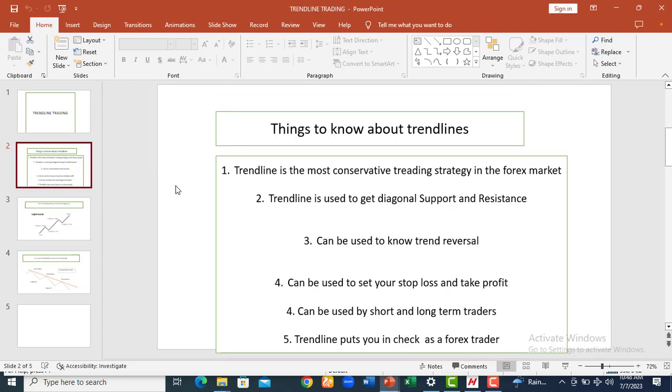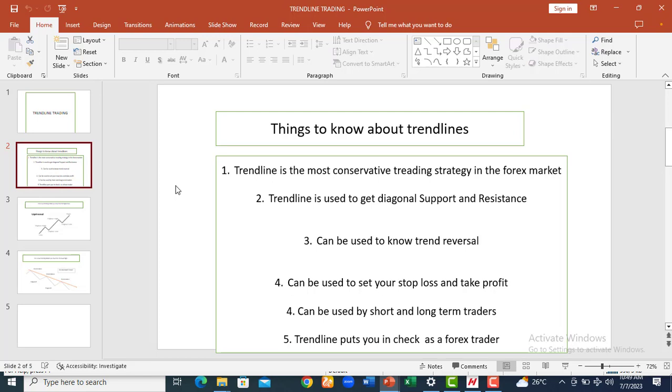So, things to know about trendlines. Number one, the trendline is the most conservative trading strategy in the Forex market. A trendline is used to get diagonal support and resistance. It can be used to know trend reversal. How do I know that this market that has been buying will soon reverse? How do I know that this market that has been selling will soon reverse? Outside your chart patterns and every other price action strategy you use, you can also use trendlines to get trend reversal in the Forex market.